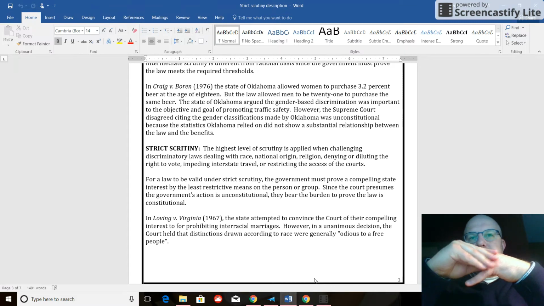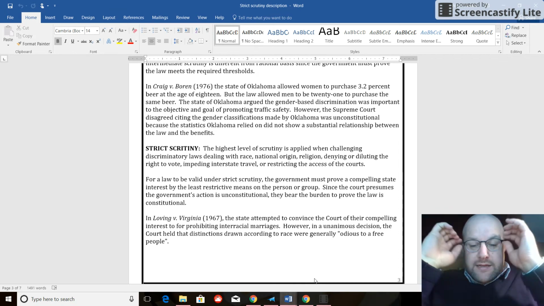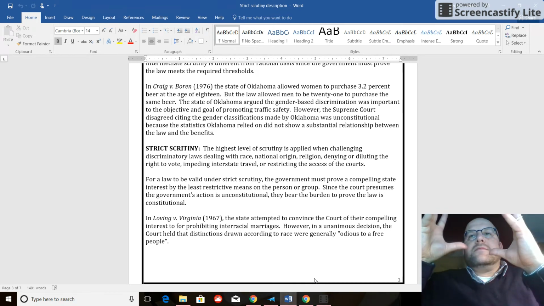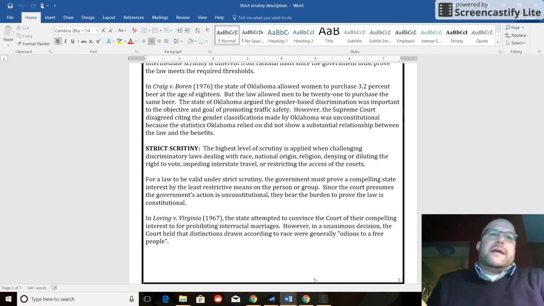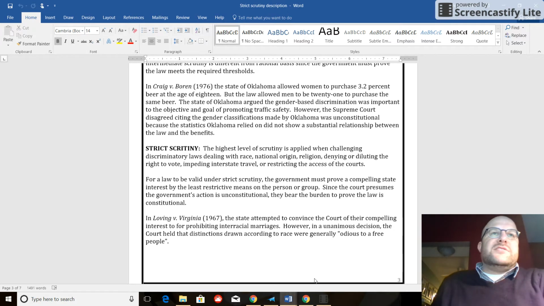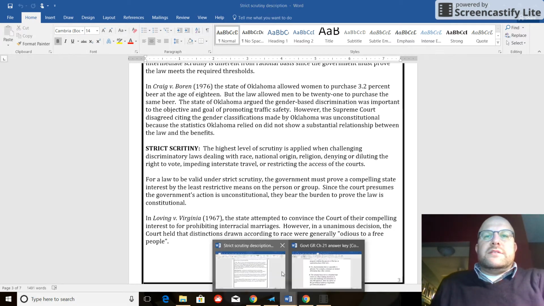It was a case called Orr versus Orr, and the Supreme Court said, well, no, there's no government interest in saying that only women are eligible for alimony and not men. So rational basis and strict scrutiny, does it cover those?